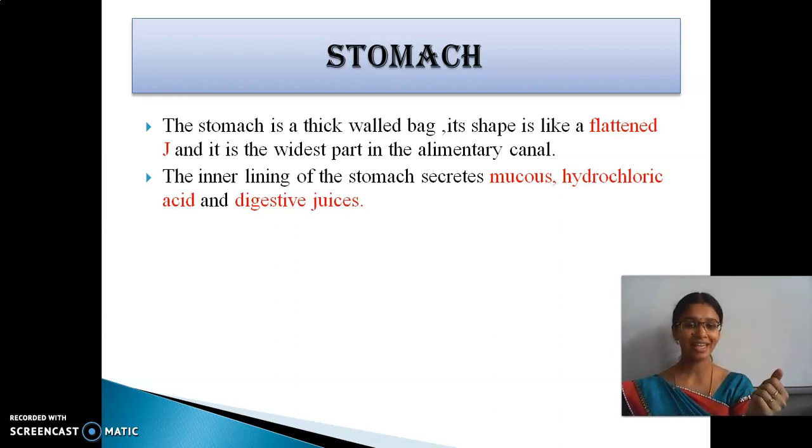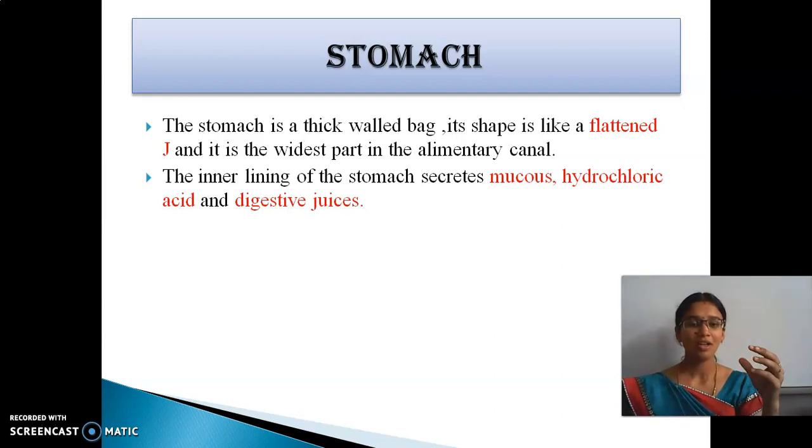The stomach secretes three juices. What are they? Mucus, hydrochloric acid and pepsin. These three are called digestive juices. What are they? Hydrochloric acid, mucus and pepsin.